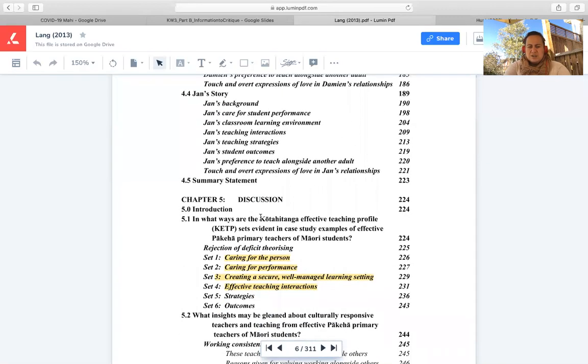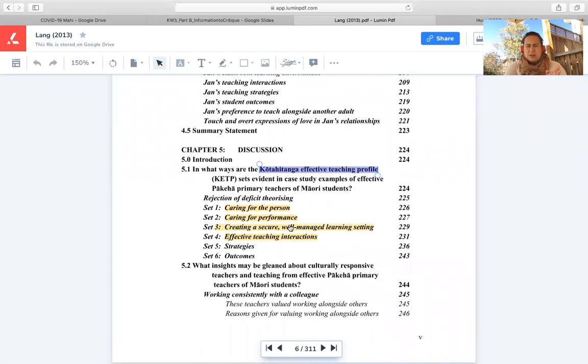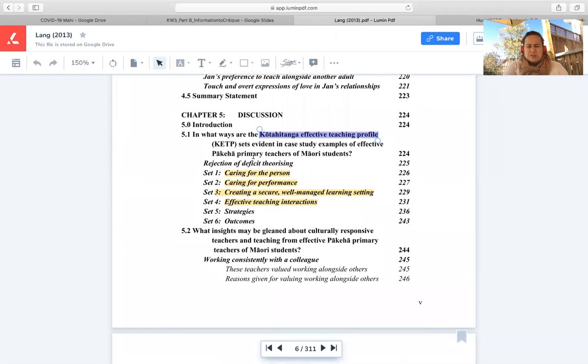Again, she's used the Te Kotahitanga Effective Teaching Profile. We talked about that in Part A. Well, just the Te Kotahitanga project. It was really a huge project that influenced a lot of other projects that came after it. So you can already see, so the Te Kotahitanga project created an effective teaching profile. And so you can see effective examples of effective Pākehā primary teachers of Māori students.